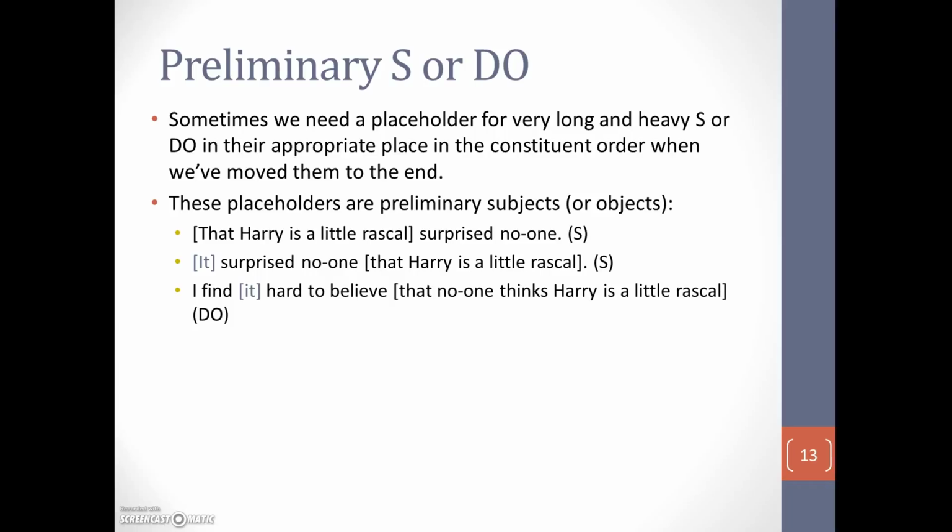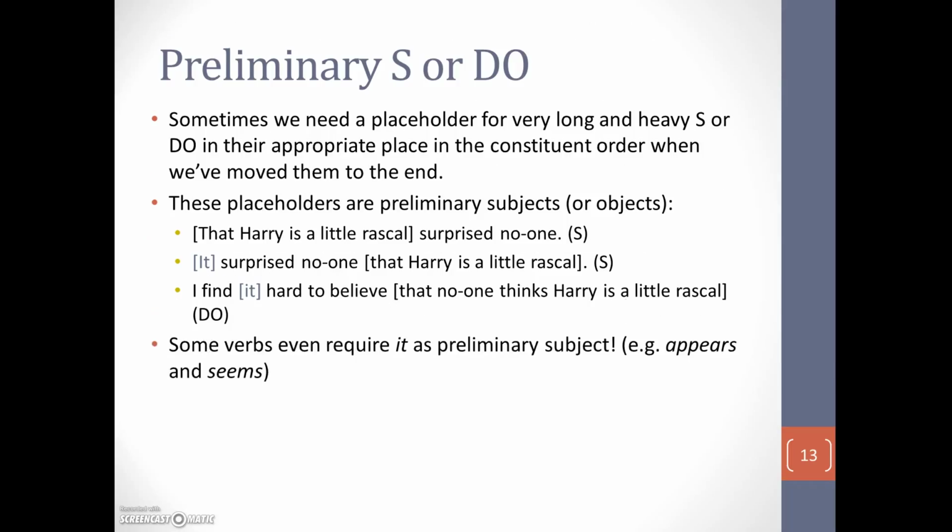Or, in the case of the direct objects, we have it here again as the placeholder. I find it hard to believe. And then the real direct object, which is that no one thinks Harry is a little rascal. Now, some verbs even require it as a preliminary subject, right? So our verbs like appears and seems. It appears, it seems, right? Here we actually need it as the subject.